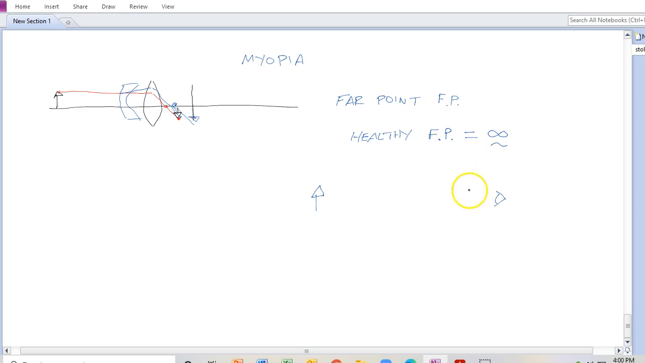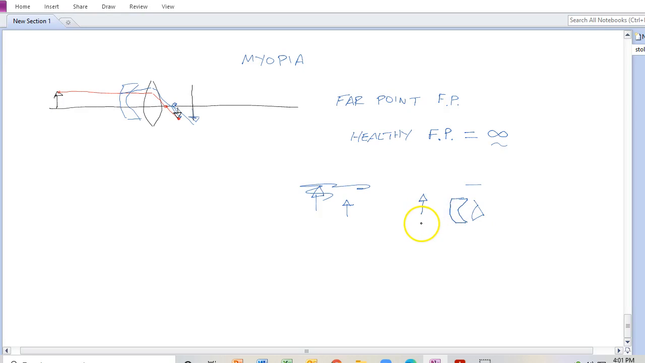When something is approximately infinitely far away, we want the image formed by the negative lens that we're going to stick in front of your eye to be at the eye's unhealthy far point. Here's that negative lens. There's a little bit of curvature there, and then a lot of curvature. But look, here is where the object is really far away. What we want this to do is to form a virtual image that is at the eye's unhealthy far point.